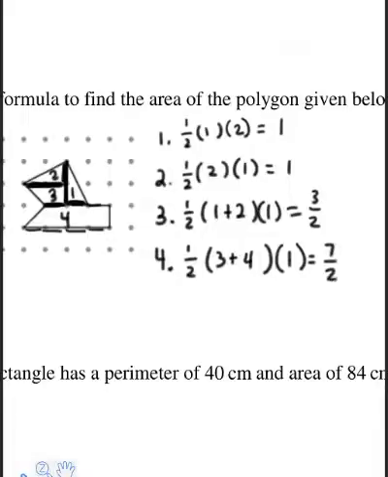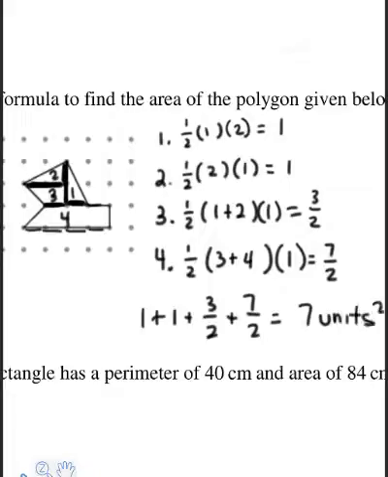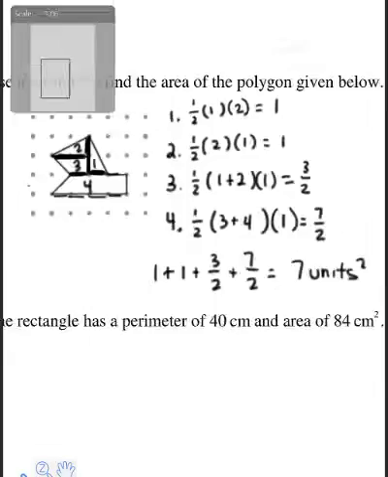So the total area, 1 plus 1 plus 3/2 plus 7/2 is equal to 7 square units. Because 3/2 plus 7/2 is 10/2. 10/2 is 5. 5 plus 1 is 7.